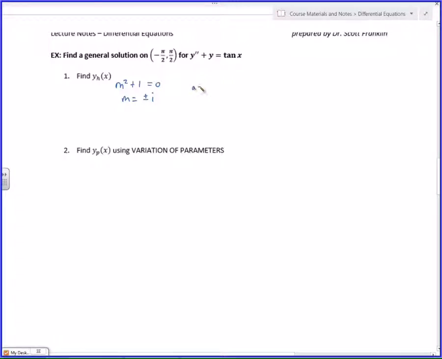So that's where a is equal to 0 and b is equal to 1 in your a plus or minus bi. Remember, your forms for those are e to the ax cosine of bx and e to the ax sine of bx. Those are your 2 fundamental solutions. So y sub h would be c1 cosine of x plus c2 sine of x. I'm going to call that my y1, and I'm going to call that my y2.